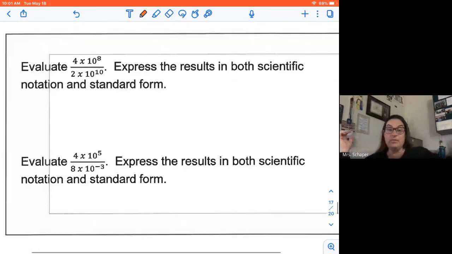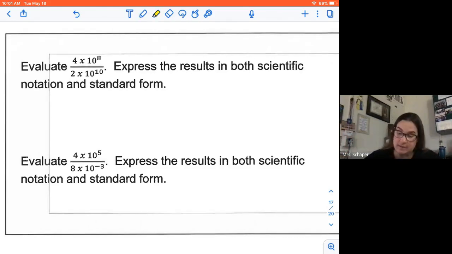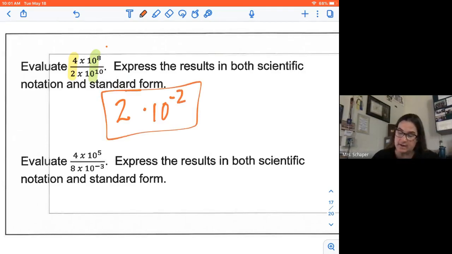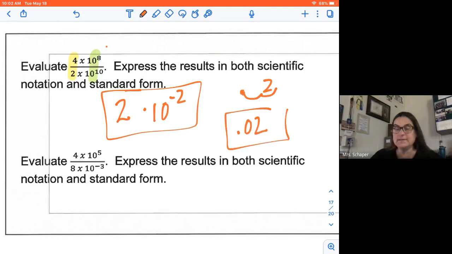Now division is going to be the same thing. Again, highlight common parts and work with that. So 4 divided by 2 is 2. 10 to the 8th divided by 10 to the 10th. When you divide powers, you can subtract the exponents. So it's 10 to the negative 2. 2 times 10 to the negative 2. Now, to write it in standard form, I'm going to have to move my decimal 1, 2 to the left. So 0.02 is the standard form.